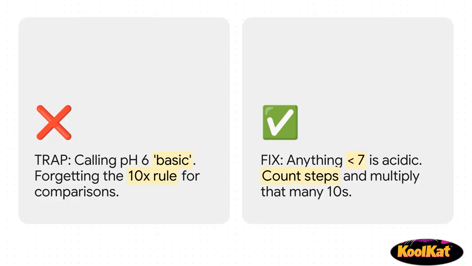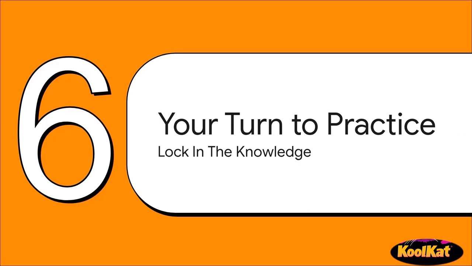First, people see a number like pH 6, and they think, oh, it's so close to 7, it must be kind of basic. Wrong. Do not fall for that. If it is less than 7, it is acidic. Period. The second trap is just forgetting our golden 10x rule. The fix is so easy. Just count the steps between the two pH numbers and then multiply that many 10s together. Simple.